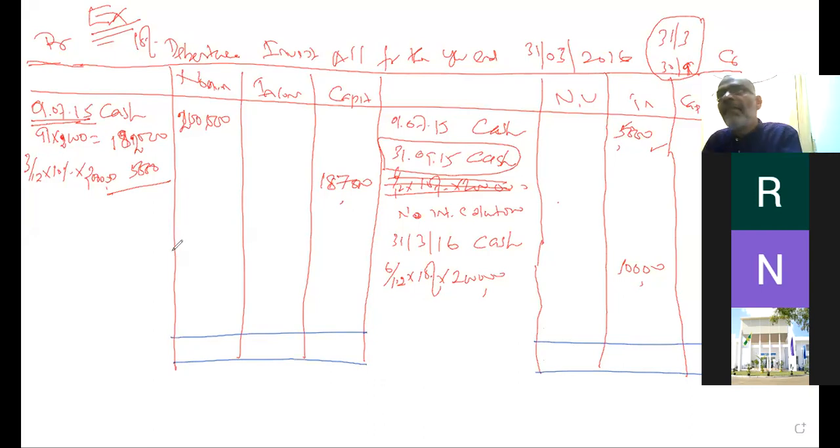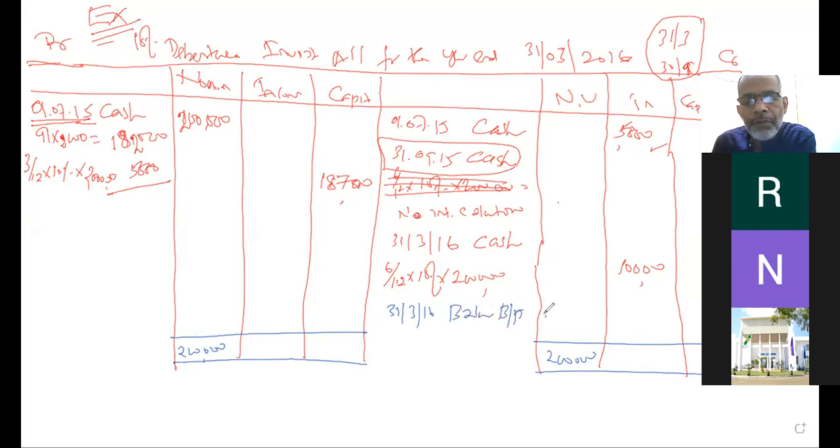Shall I finish off the ledger? 200,000, 200,000. Here also 200,000. 31st March 2016, balance brought forward of 200,000. Again on 1st August 2016. This one is balance carried forward. This is balance brought forward of 200,000.